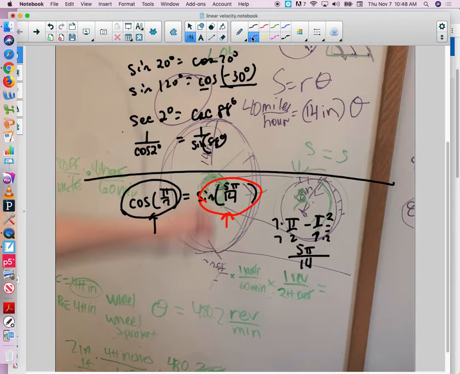So I would be asking you a co-function identity question blatantly because I'm asking sine and cosine. There's many things you could put in that blank that would probably equal sine of 120. But my point of the question is the co-functions. Okay?